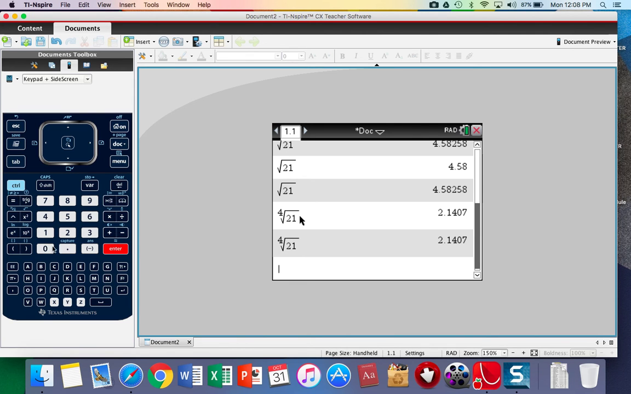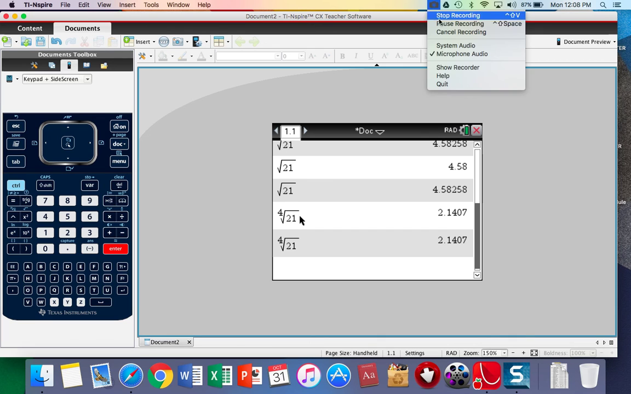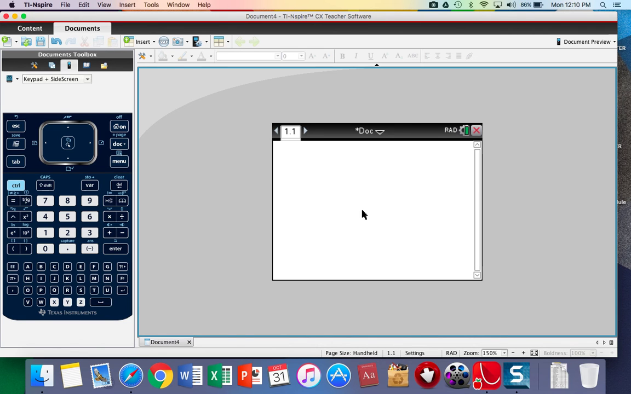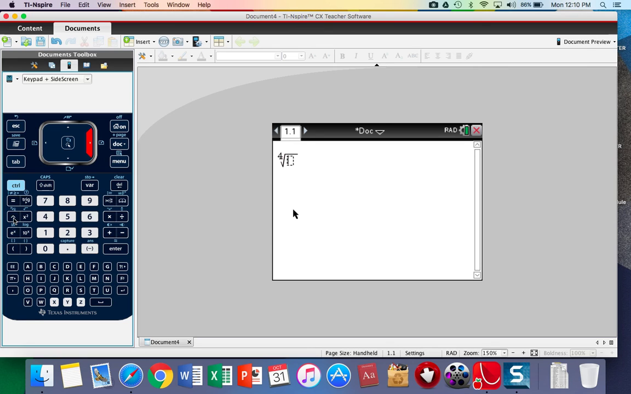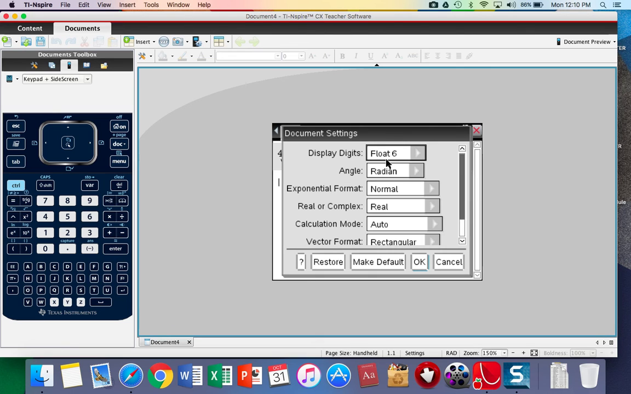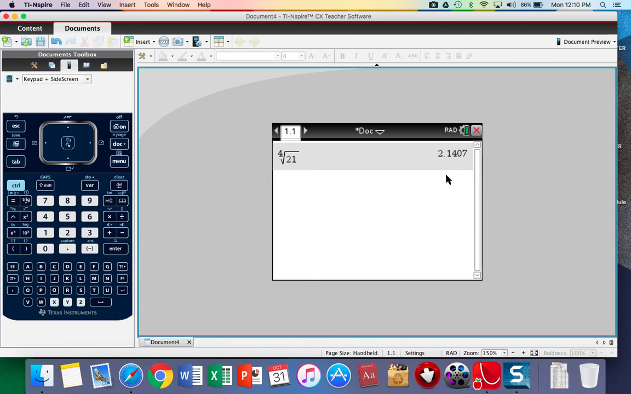Now, when I found the fourth root of 21, you would have observed something, isn't it? Let me show it to you. So the fourth root of 21, the answer is 2.1407. You can see that there are only 5 significant figures here, but I told you earlier that the default setting is 6 significant figures, the float 6. So why am I getting only 5 significant digits? It's because if you get it like this, that means the 6th digit is actually 0. Let me explain it to you.